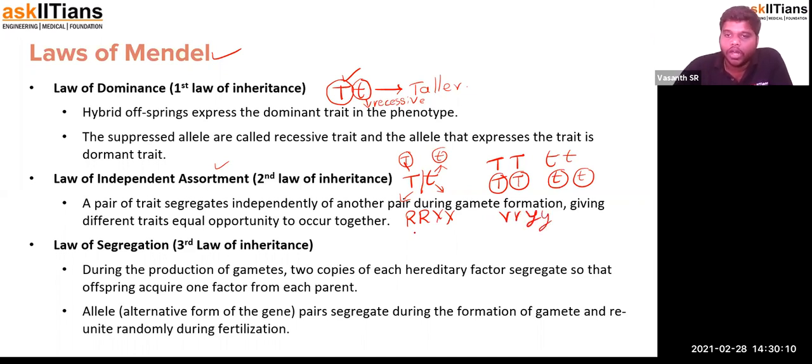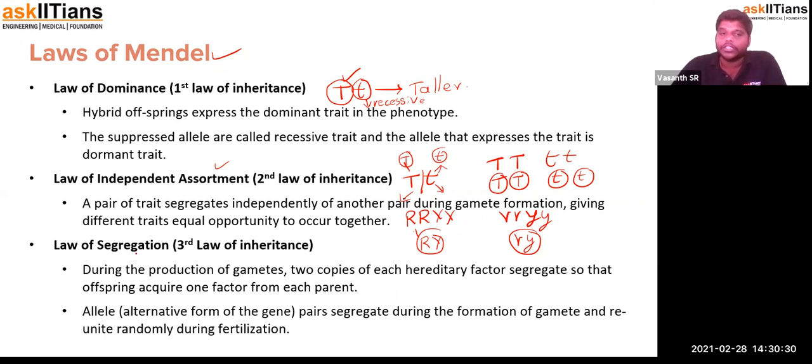This is the law which actually states that the gametes which will be formed will be capital R, capital Y, and small r, small y. So when they are again segregated, it is obvious that the characteristics will be reformed according to the combination or the concentration of it available.